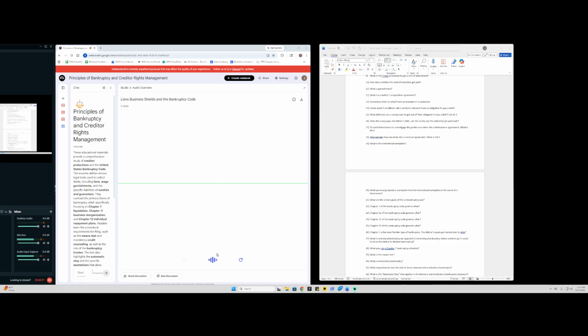Besides the right of contribution, what other things are there? Like for example, is there garnishment?